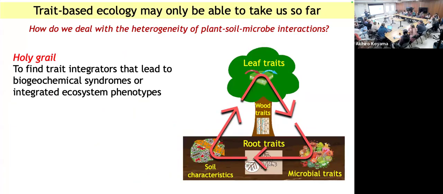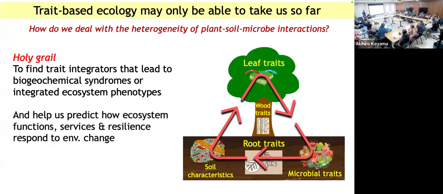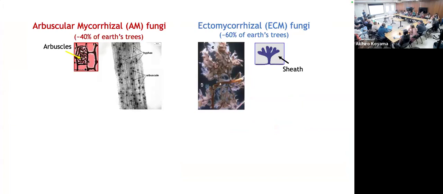What's something that integrates across all this heterogeneity and gives us a unit of measure or of granularity that is useful both for making predictions and for understanding process? With that, we hope to understand ecosystem functions, services, and resiliences to environmental change. So that's the backdrop of what motivates me.